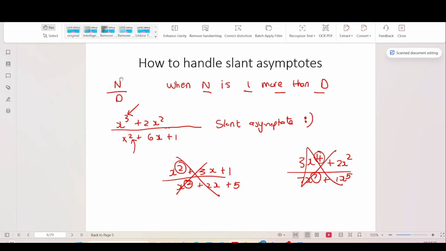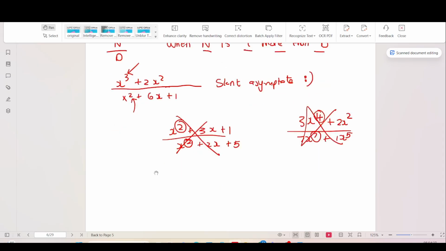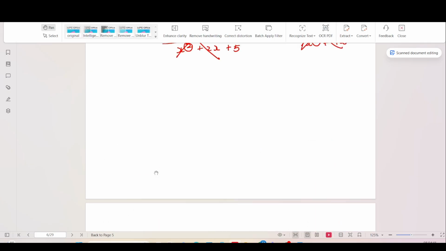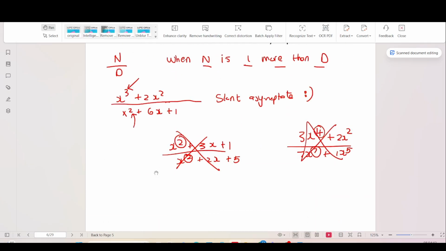If the numerator degree is 1 more than the denominator, like here 3 and 2, 3 is 1 more than 2, then you have to divide them, like we divide polynomials. The same way you have to divide for the slant asymptote, and you will get a straight line equation. You have to plot that.